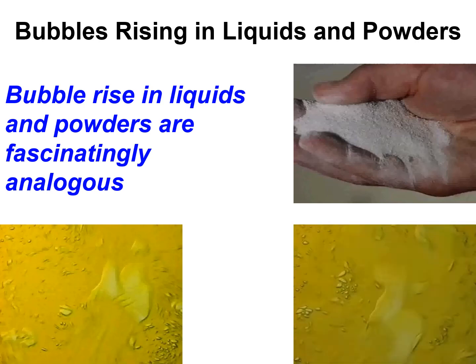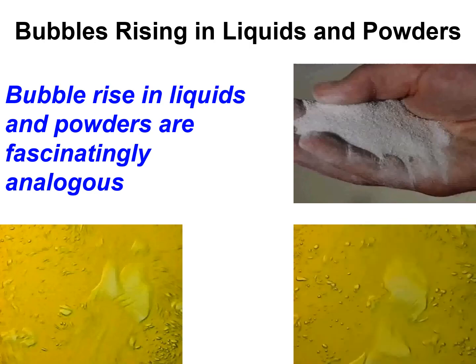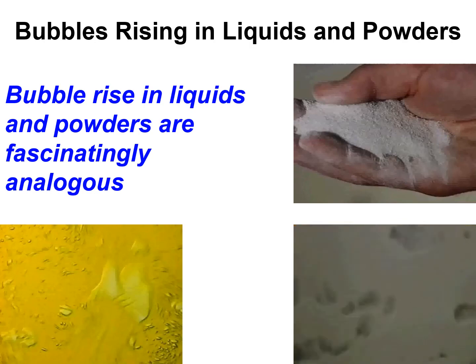In order to emphasize the similarity, we now switch back to the liquid. This is now again powder. This switching back to liquid to see powder again. And back to liquid. So the bubble rise phenomena in liquids and fine powders are fascinatingly analogous, and this analogy can be put to good use in scaling up bubble column reactors and fluidized bed reactors.